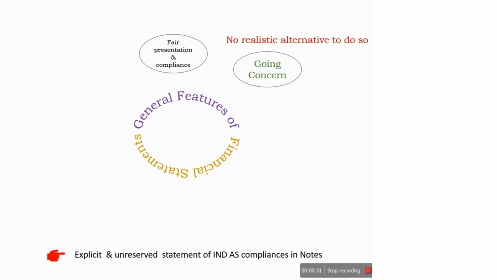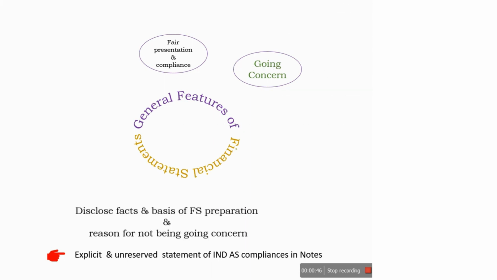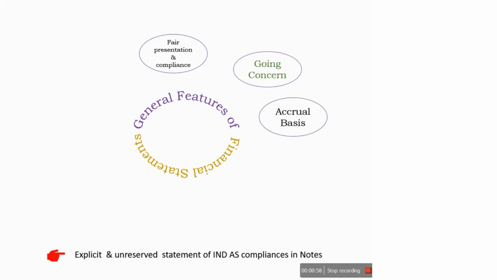Only in case of certainty that the company's going concern is not going to exist, only in that case will the entity depart from the going concern concept. And in case of departure, the entity shall disclose the fact and basis on which the financial statements are prepared and the reason for not being a going concern. These two facts will be disclosed by the entity. And its financial statements will be prepared based on the accrual basis except for the cash flow information.